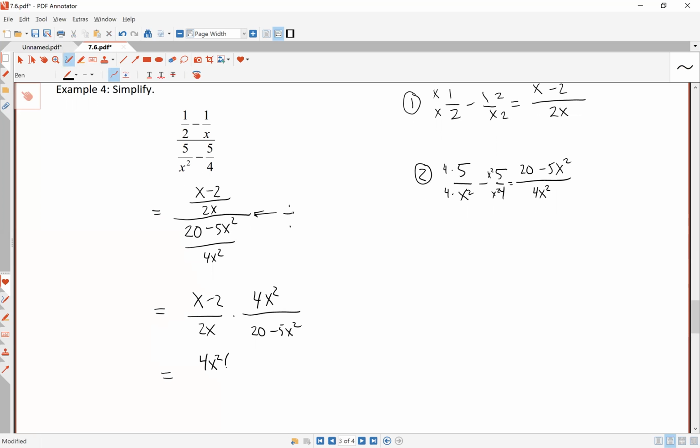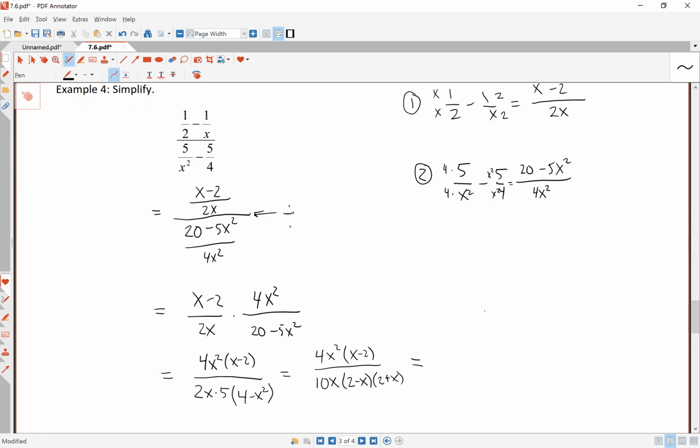The numerator is 4x squared times x minus 2. The denominator has a 2x in it. And then we'll take out a 5, which leaves us with 4 minus x squared. That's a 10x. And 4 minus x squared is 2 minus x and 2 plus x.